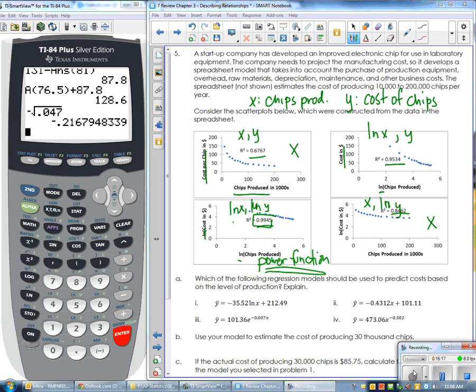Well, in the first one, this is clearly a log equation, so I know that's not going to be appropriate. In number 2, this is a linear equation, so that's not appropriate. In the third one, notice that I have an x in the exponent. This tells me this is an exponential model. That is not appropriate. And in my very last one, I have x raised to a power. This is a power function.